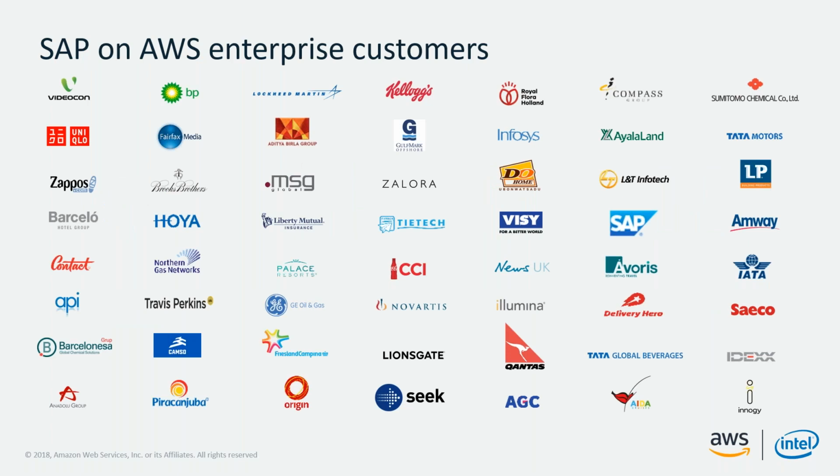If we look at the enterprise customers currently running SAP on AWS, we have thousands of customers and hundreds of these customers running productive workloads. Customers including BP, Kellogg's, and others.